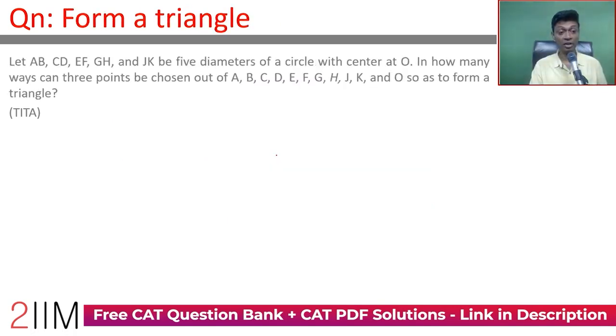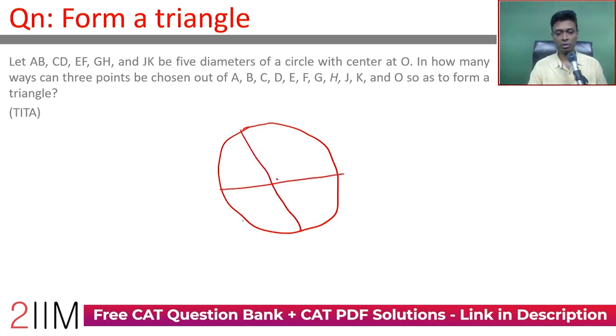A, B, C, D, E, F, G, H and J, K be 5 diameters of a circle with center at O. Wonderful.